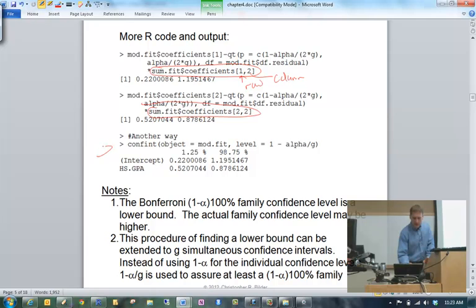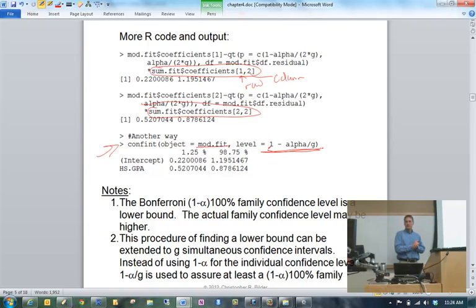Lastly, the easiest way to do this, though, is to use a function in R called confint, for confidence interval. You can simply say object equal mod.fit, and this confint function is what's called in R a generic function, and since it sees that mod.fit has an lm class, it's going to think, okay, you want confidence intervals for the betas. And well, what level do you want to use for each individual interval? 1 minus alpha divided by G, where G is 2.